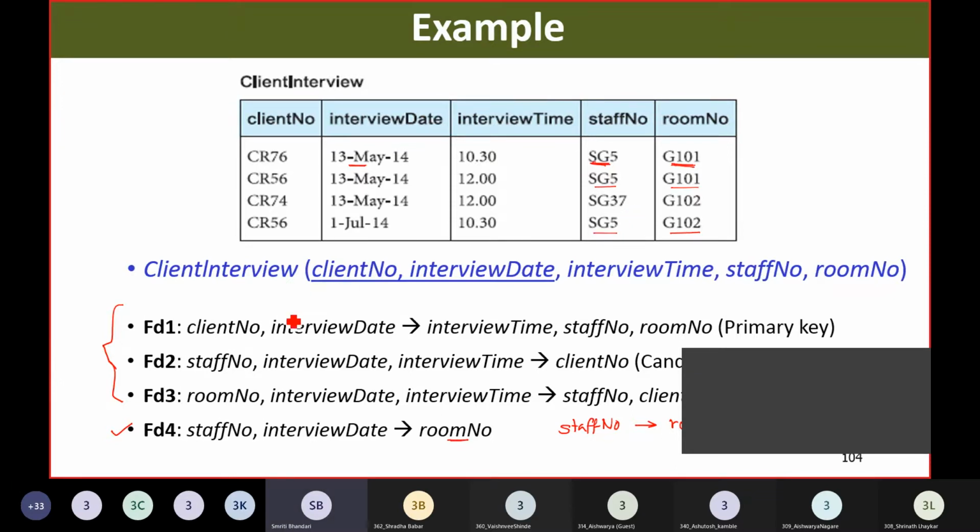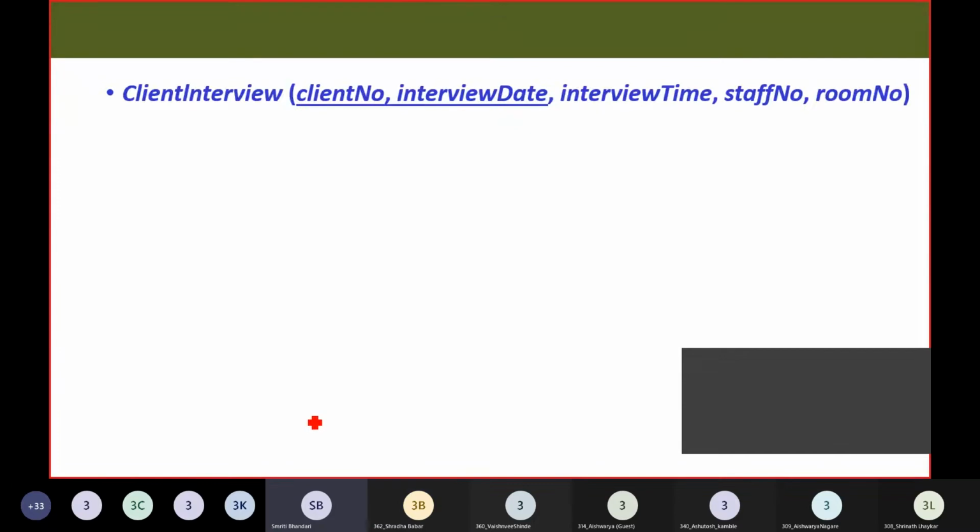Got it? And that is how we have come up with this functional dependency. Are you getting me? Yes? So, are you clear with this dependency, staff number and interview date determining room number? Yes. Fine. So let's proceed now.